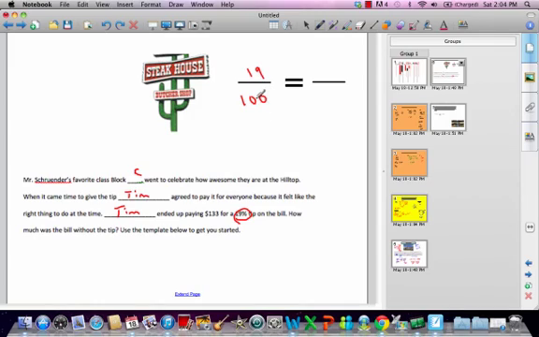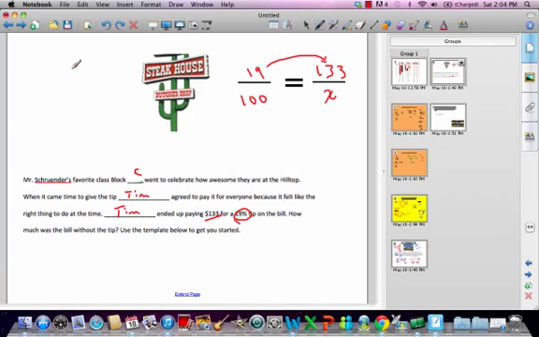and that's your part to whole relationship. Parts on the top, wholes on the bottom. They paid $133 for the tip, so that's up here. And then the whole would be down here. Again, we could cross multiply. This time I said we're going to use equivalent fractions.